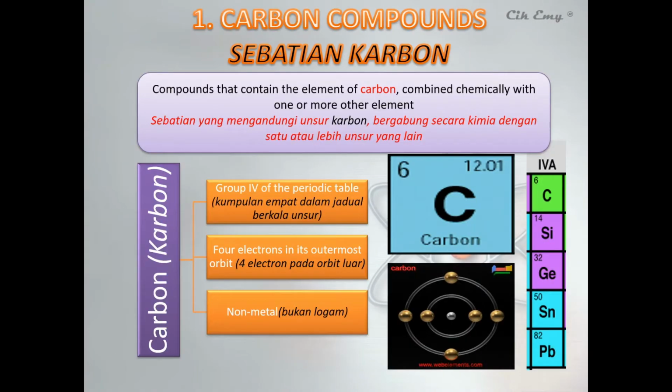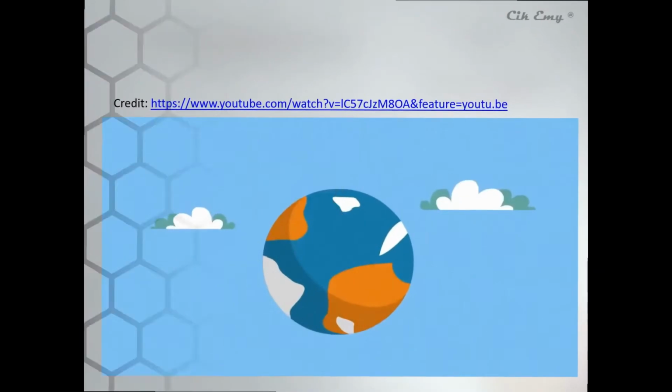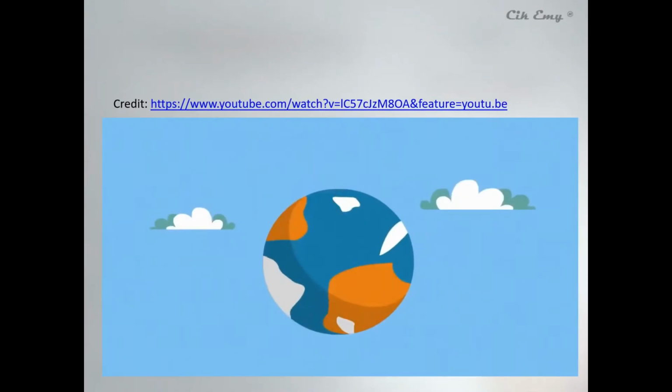Okay, so what is carbon compound? So carbon compound is any compound that contain the element of carbon and combine chemically with one or more other element. So apa-apa sahaja elemen yang mengandungi karbon kita panggil sebagai carbon compound, sebatian karbon. Okay, kita tengok jenis-jenis carbon compound.